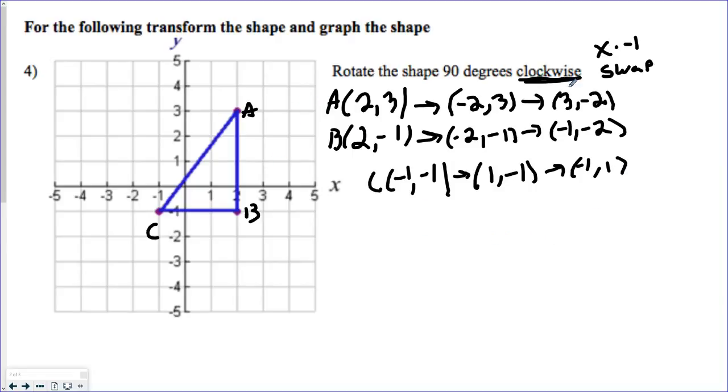So for A, I would graph this point, 3, -2. So 3, -2, that's right there. So that's A prime. B is -1, -2, so right here. That's B prime. And then C is -1, +1, so here, that's C prime. And so my new shape would look like that. What you can see is kind of like it has been turned clockwise this way. So if I imagine this triangle being turned this way, all those points would kind of hit where they ended up.